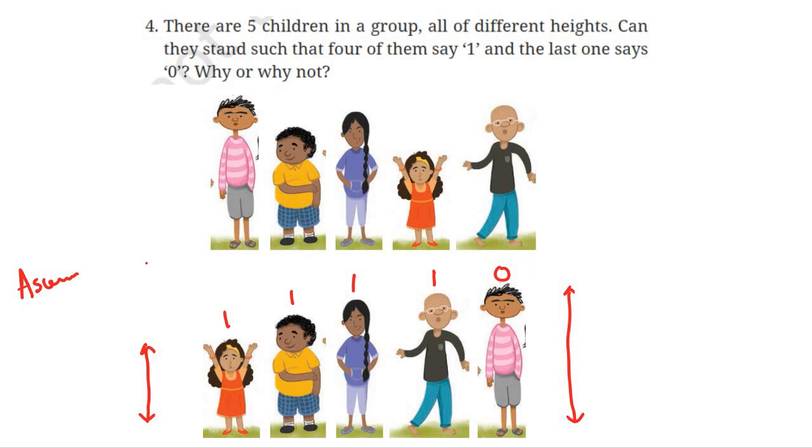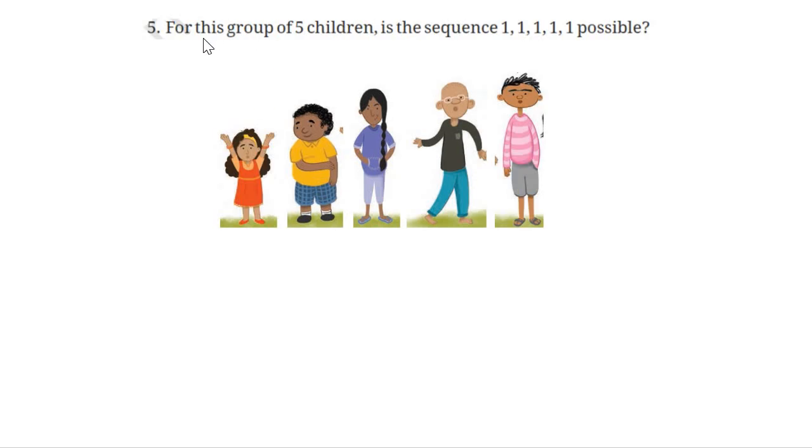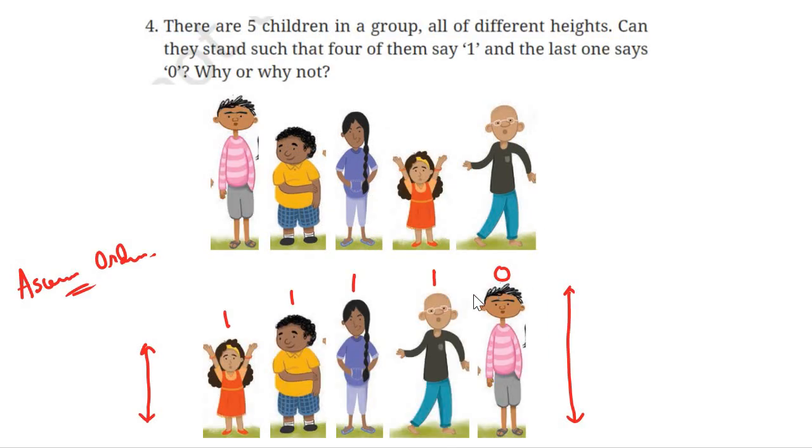So this arrangement is possible if the children are asked to stand in ascending order. Okay, the next question is, for this group of children, is the sequence 1 1 1 1 1 possible? Now we have just seen that it is possible to write 1 1 1 and 0, but it is not possible to write 1 for this fellow as well, because this is just not possible. You need one other person beside him who will be taller.